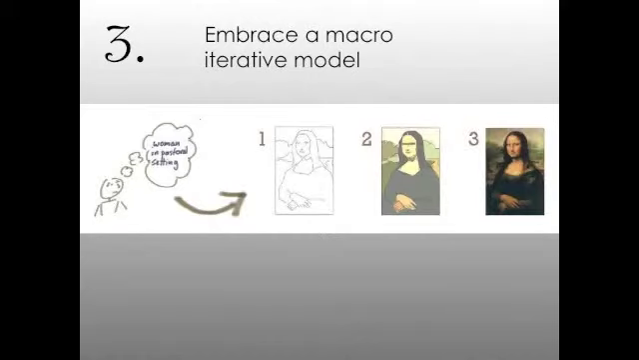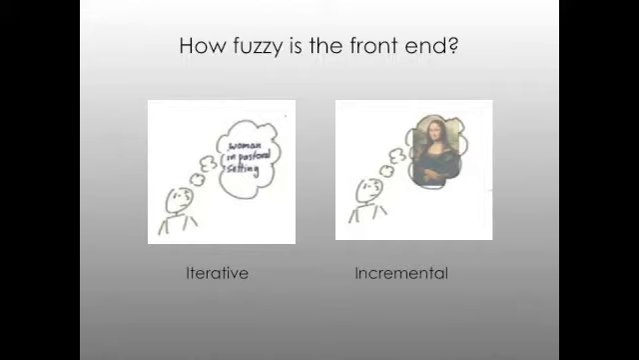Then there is this more iterative model where we make an outline and we do some of it in rough draft, in rough format, and gradually we fill it in, we become more detailed. And I think the difference is, in your choice of these methodologies, how fuzzy is the front end? I mean, what do we really know in advance about the requirements, about what the customer really needs?